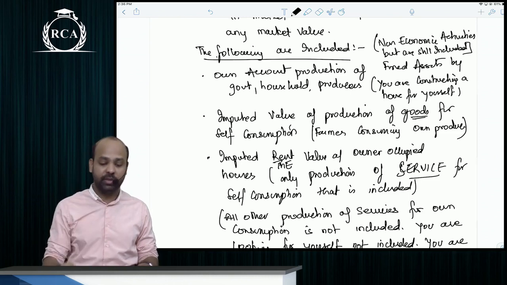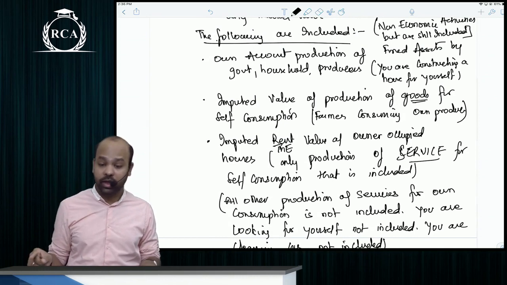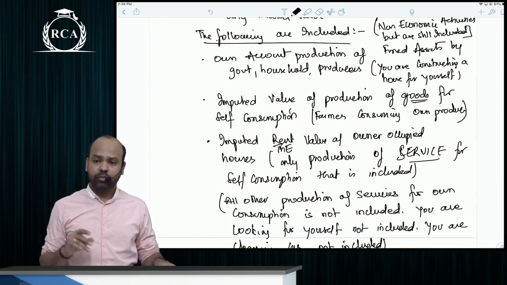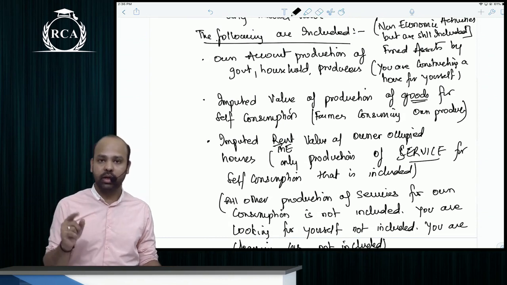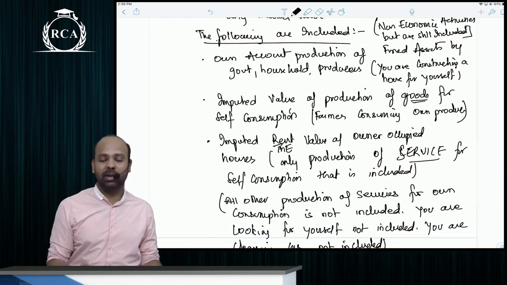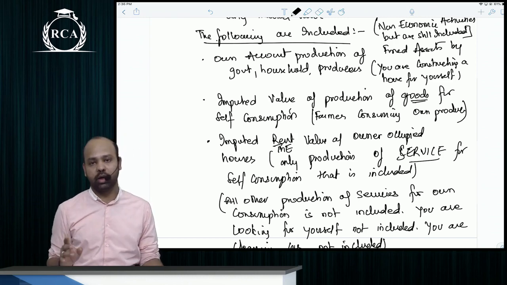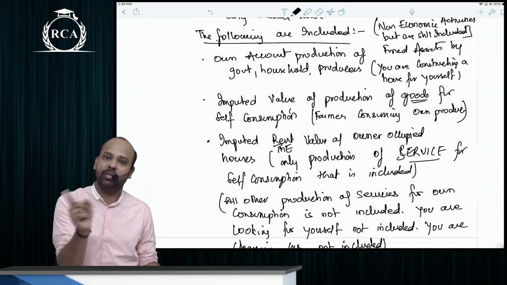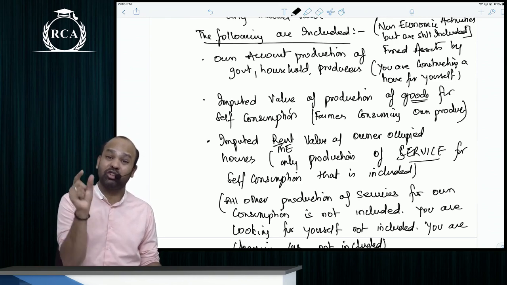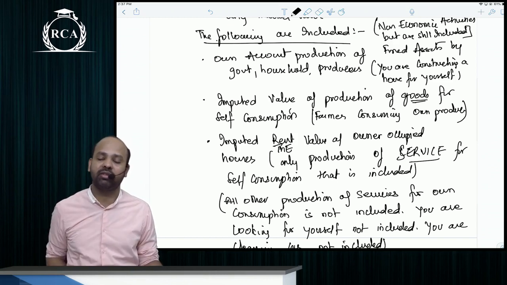You should remember this, and changes in inventory. Imputed value of own rent, imputed value of own houses: the rental value of own houses is included. Production for self-consumption is included. For example, if you are growing your own food, it is included. Production of goods for self-consumption is included. Production of services for self-consumption is not included.